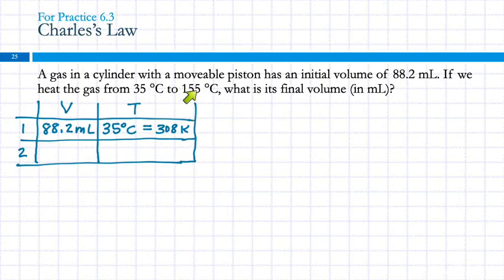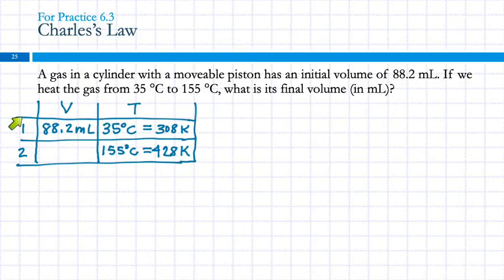It goes from 35 to 155. So my second temperature is 155 degrees Celsius. 155 plus 273. This is the sort of math that you certainly could do in your head, but then sometimes we make silly mistakes, and then we can get the whole problem wrong. So just use the calculator.